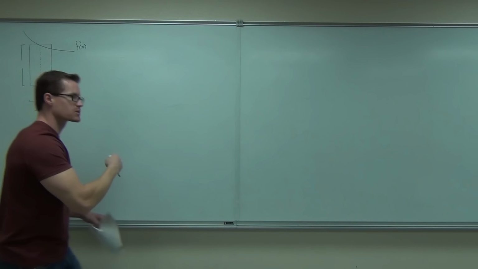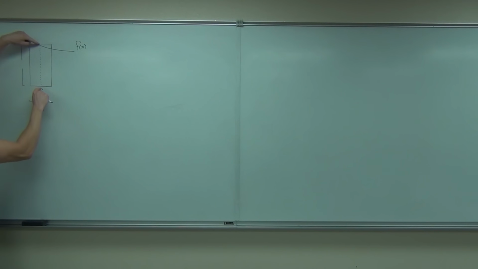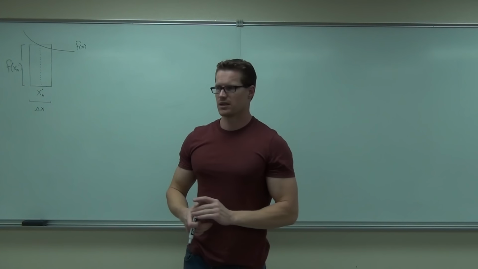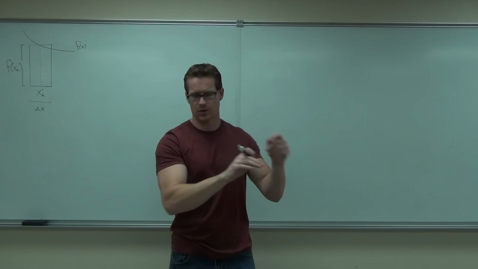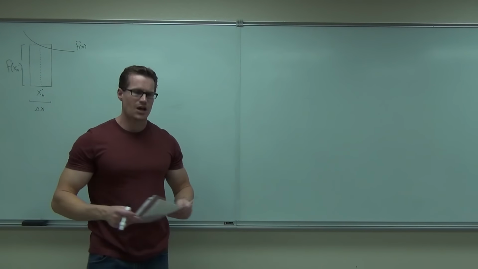So the height of this rectangle, which means the height of this line, is the function's height at that point. f of x sub k dot. Yes, no? Yes. Yeah, the guys over here? Okay. So let's say this.